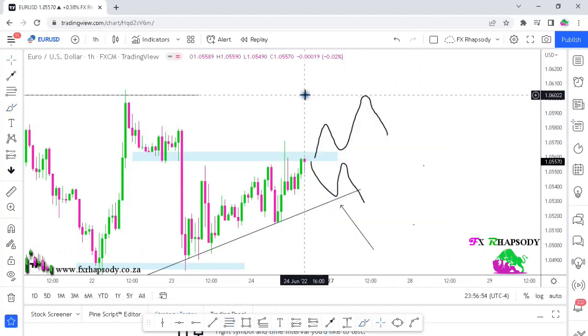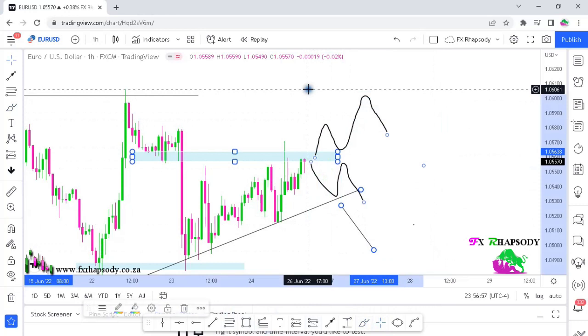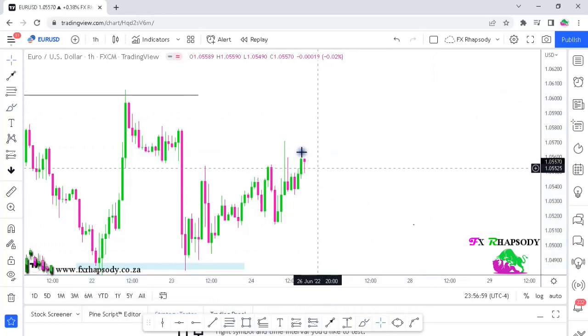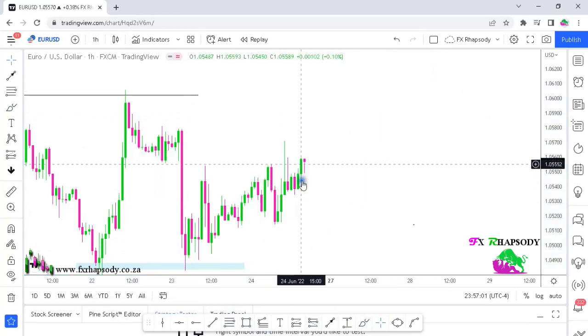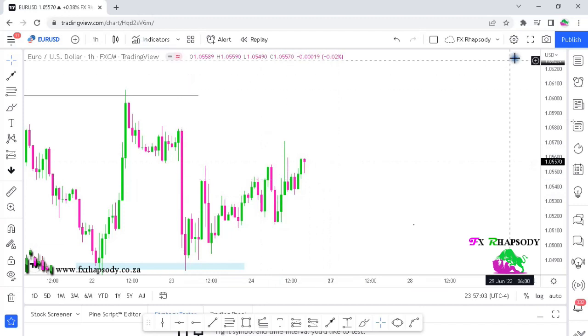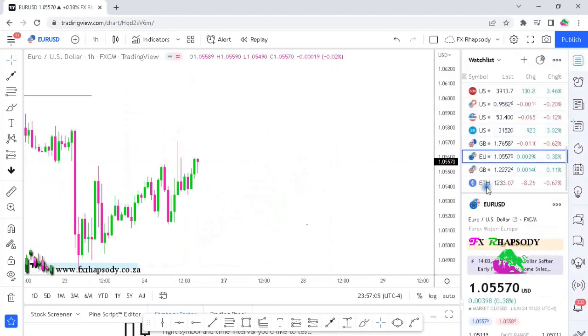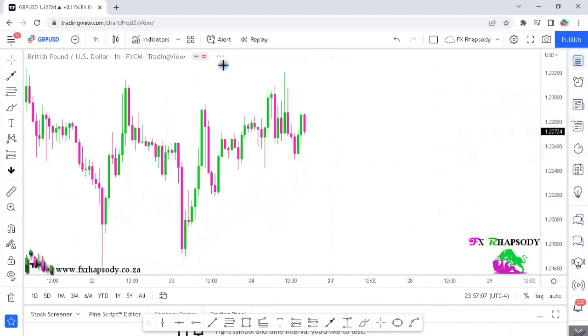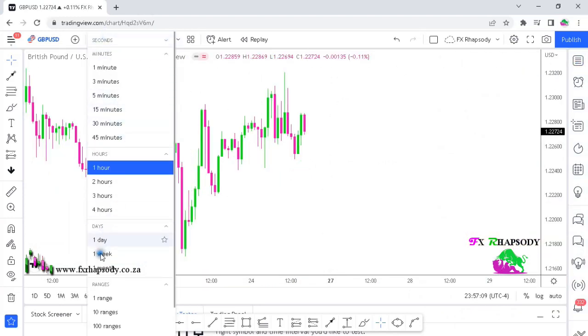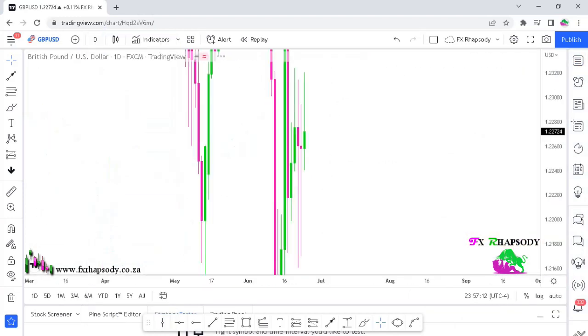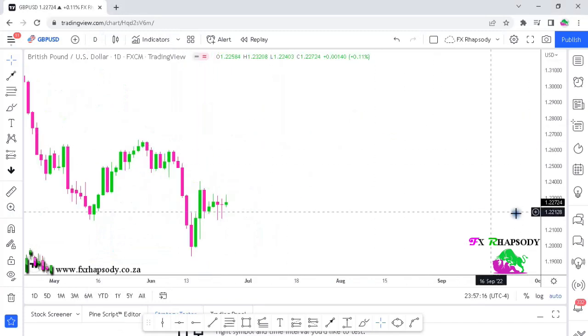For me, currently, I'm just looking at what price is doing after this little bit of hovering consolidation. Next up, we're going to be looking at our British pound US dollar. We're going to be starting off with the daily once again.